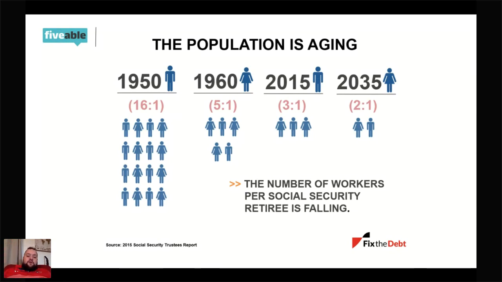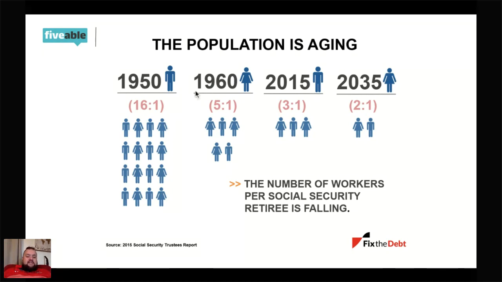So this is a little infographic that I found that I think is really helpful in understanding this. In 1950, there were 16 workers for every one person that was pulling money out of that Social Security pot, okay, that was 65 years of age or older. In 1960, that number was 5 workers to every one person taking money out. In 2015, it was 3 workers for every one person taking it out. By 2035, that will be down to 2 workers for every one person that's taking money out.